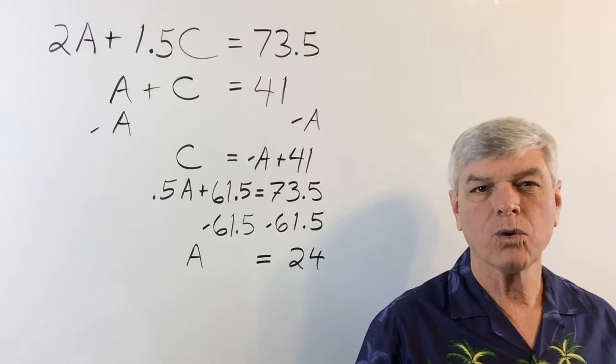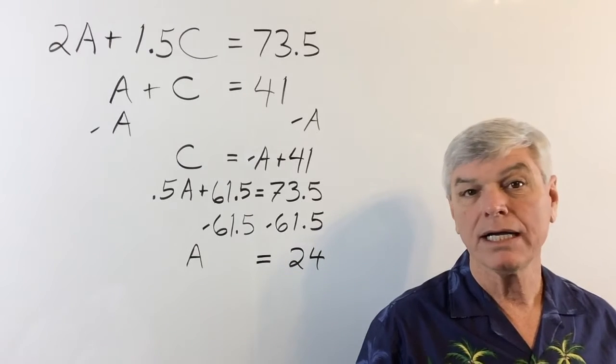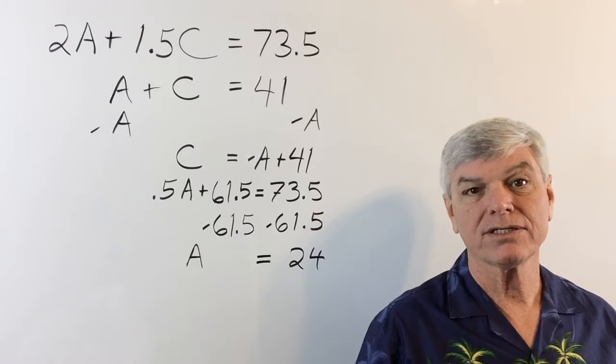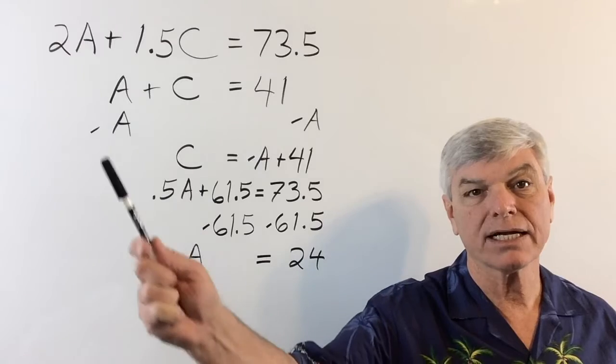So we started off with 12, we divided 12, and 12 got bigger. It got up to 24. And that is the correct answer for the adult tickets. And let's insert that into the second equation.